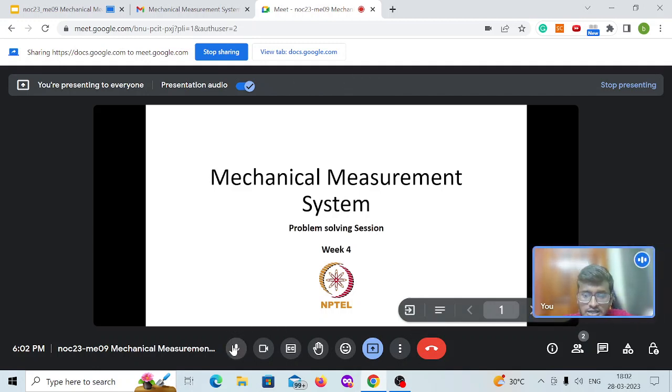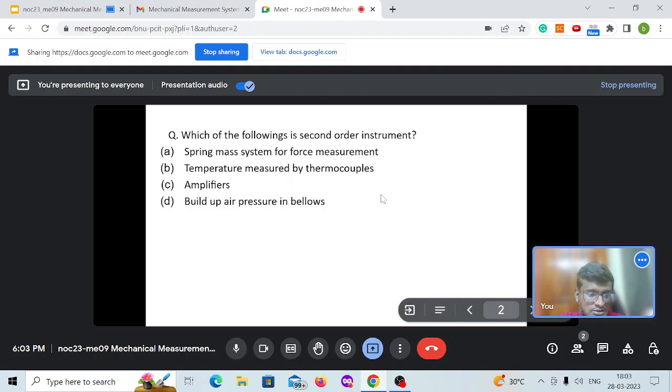So we will start with today's session, week 4. This session involves first order system with ramp response, impulse response and frequency response, along with a start with the second order system with the step input. So we'll move on to some problems and questions regarding the said topics. So the first question is, which of the following is a second order system?